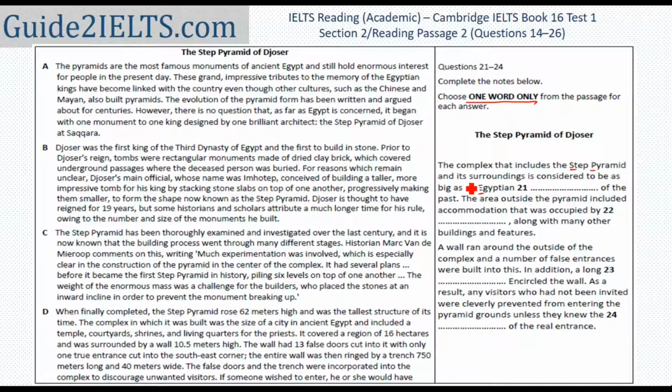The complex that includes the step pyramid and its surroundings is considered to be as big as an Egyptian something of the past. Since I have already done list of headings and I have gone through most of the passage, I know that paragraph D onwards, the step pyramid is described. The keywords I would have here is the surroundings of the pyramid, about size. So it could be big, it could be just a mention of the size, it could be a word like enormous or maybe huge, and a comparison of something in Egypt. I start scanning from paragraph D.